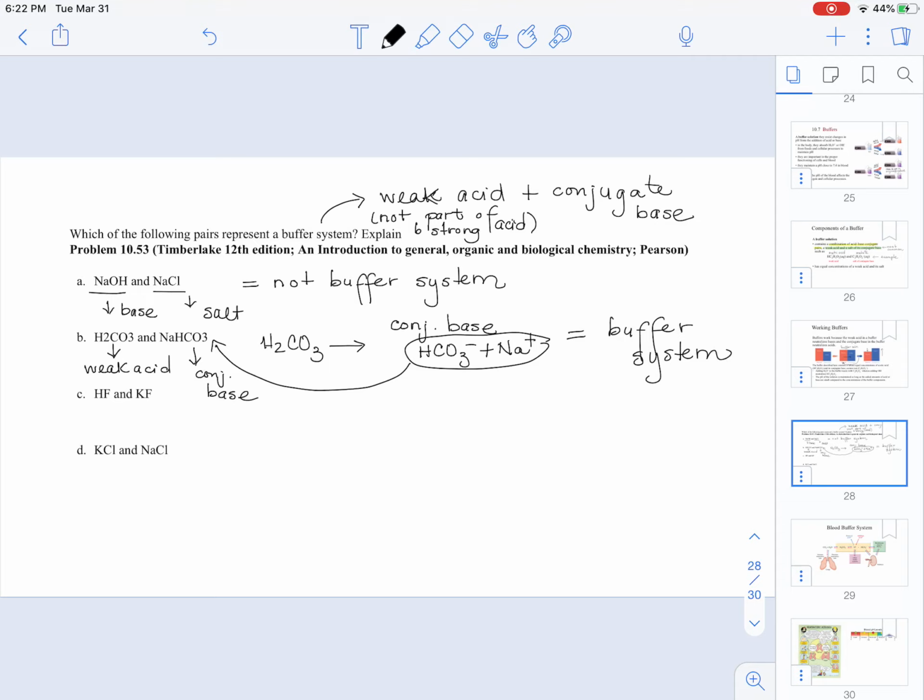In the next one, we have HF and KF. HF is a weak acid. KF is its conjugate base. Remember, if HF is an acid and it loses a proton, it makes the fluoride ion, which if we pair it with potassium, is where KF comes from. So that means C is also a buffer system.